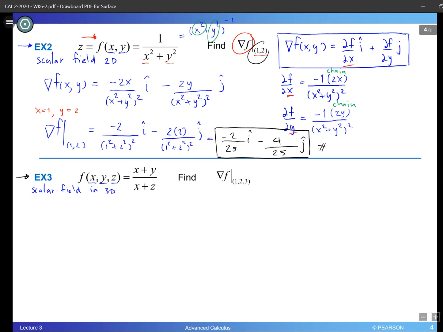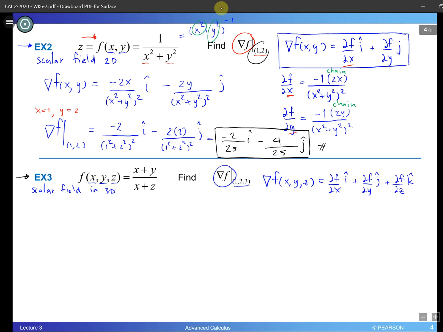Now we need to find this gradient vector f at this location 1, 2, and 3. Once again, gradient vector, same formula. Gradient vector this time, it has 3 inputs, x, y, and z. So the formula is going to be a little bit different. Instead of having 2 components, we are going to have 3 components. So df by dx for the first component, i, plus df by dy for the second component, j, and last one, df by dz for the k component.